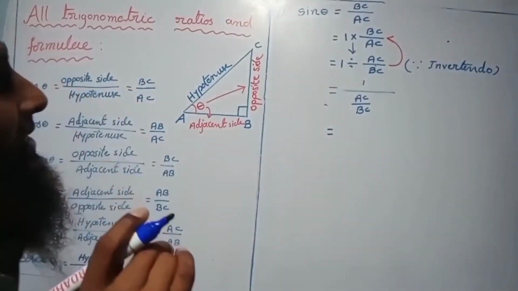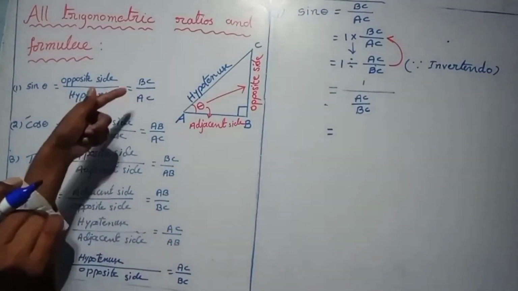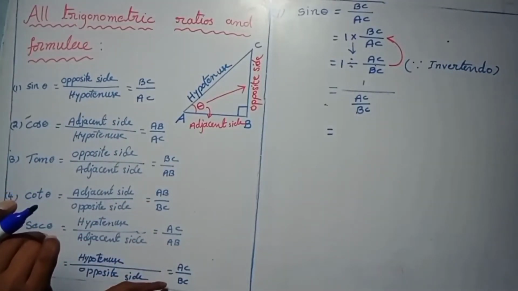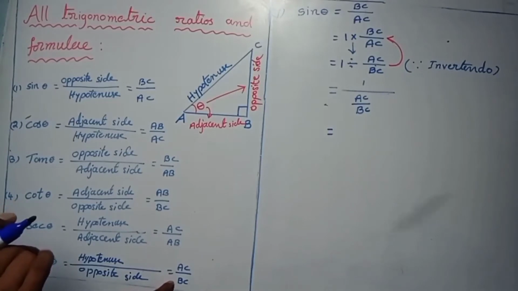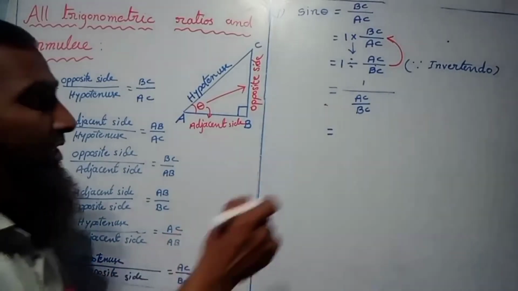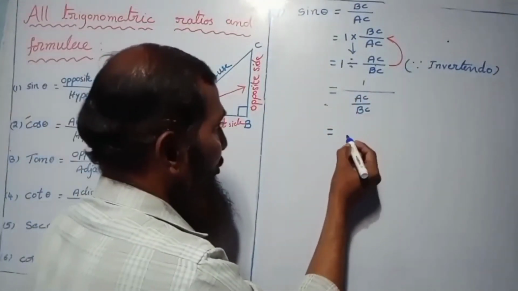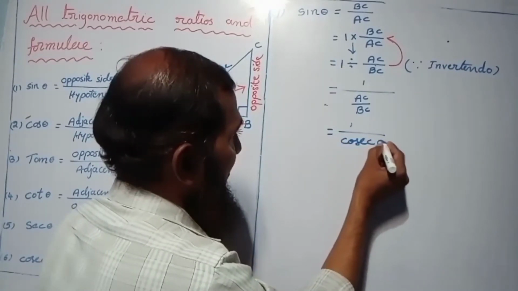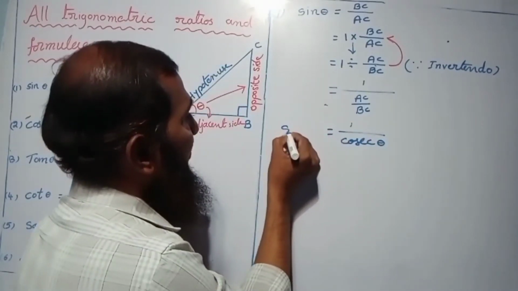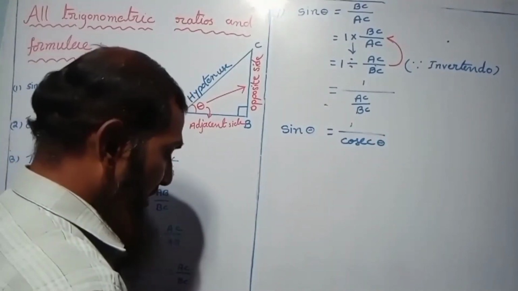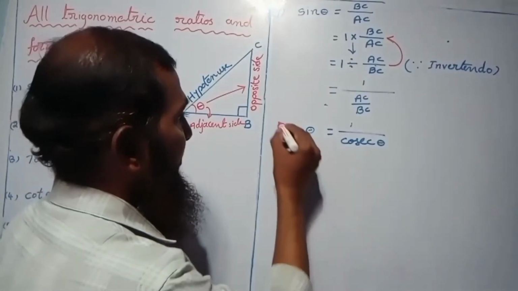What is AC by BC? See here, it is the sixth ratio. See the left side. AC by BC means cosecant. So in the place of the denominator, I write cosecant theta. It means finally sin theta is equal to 1 by cosecant theta.